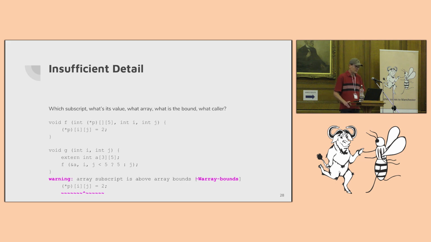And the underlining isn't ideal either. It doesn't make it very clear which index of the two is actually out of bounds, what the value of the index is, and where the declaration of the variable that's being accessed is. So this, in my view, would be a warning that simply doesn't provide sufficient detail.